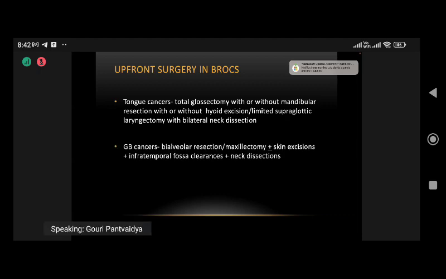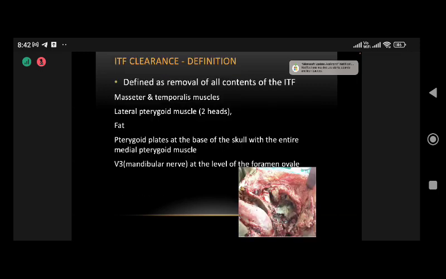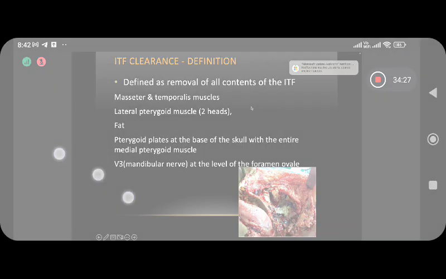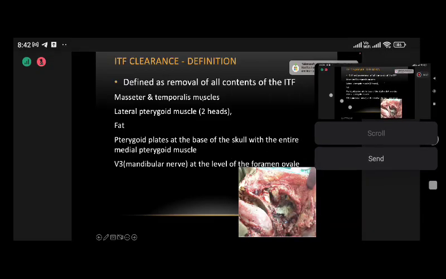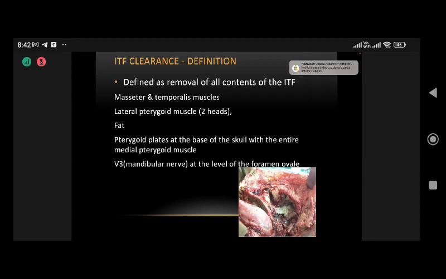In gingivobuccal cancers, this will require a bialveolar resection in many patients, maxillectomy, skin excisions, and you have to do infratemporal fossa clearance along with neck dissections. Now, here is the definition of what an infratemporal fossa clearance is. It's basically the removal of all contents of the infratemporal fossa: masseter, temporalis, two heads of the lateral pterygoid, fat. Pterygoid plates are taken at the base of the skull with the entire medial pterygoid muscle, and the mandibular nerve is taken at the level of the foramen ovale.